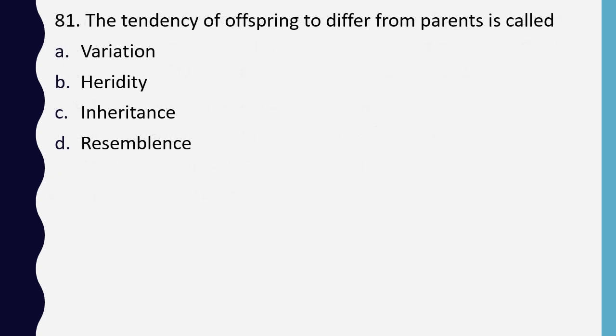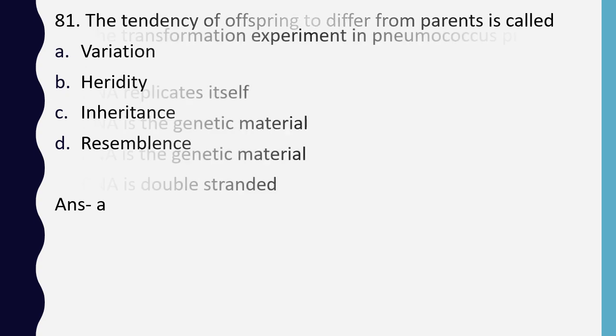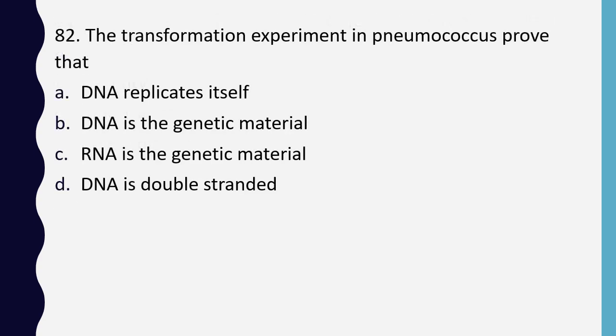Question number 81. The tendency of offspring to differ from the parent is called as variation, heredity, inheritance, resemblance. The correct answer is option A, variation. Question number 82. The transformation experiment in pneumococcus proves that DNA replicates itself, DNA is the genetic material, RNA is the genetic material, DNA is double-stranded. Transformation experiment in pneumococcus proves that. The correct answer is option B. It proves that DNA is the genetic material.